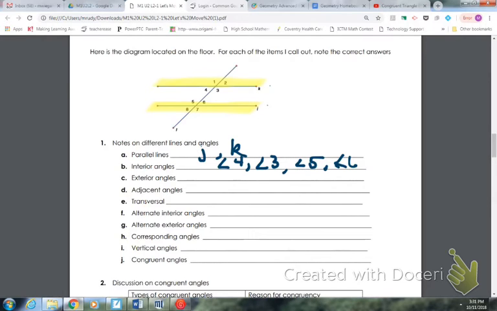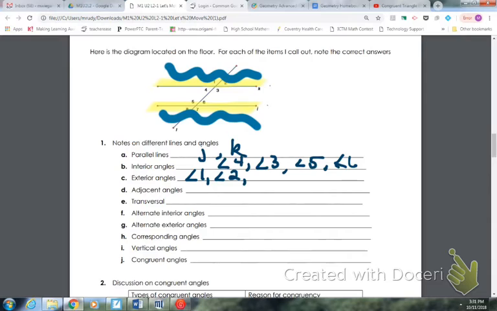So now, if interior angles are angles that are between your two lines, exterior angles are your angles that are not between your two lines. In this particular picture, your exterior angles are going to be angle 1, angle 2, angle 8, and angle 7. Okay, so interior are between your lines, exterior are not between your two lines.